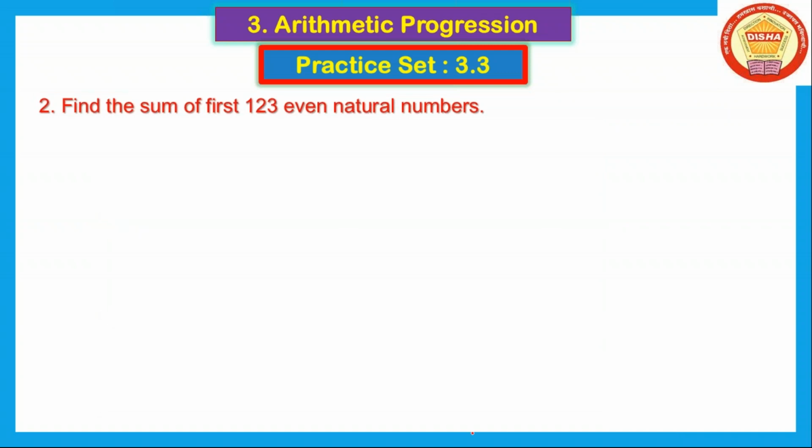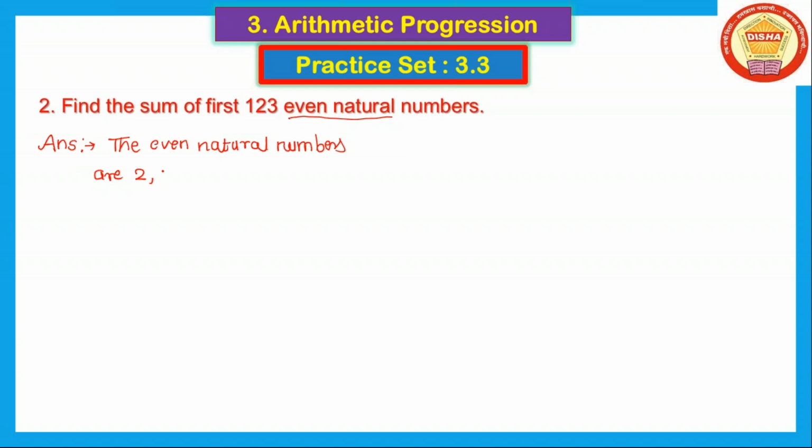Then we take the second example. Find the sum of the first 123 even natural numbers. In the question, the words used are even natural numbers, and the sum of the first 123. For that, first we write the even natural numbers. Which numbers are those? Even numbers start from 2.